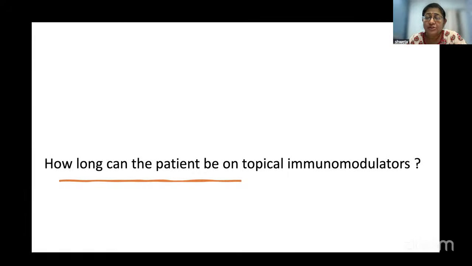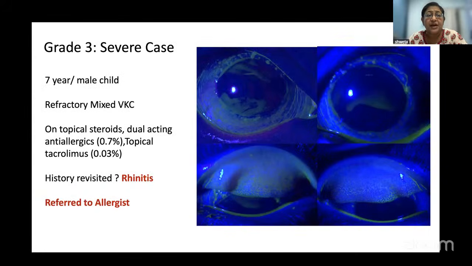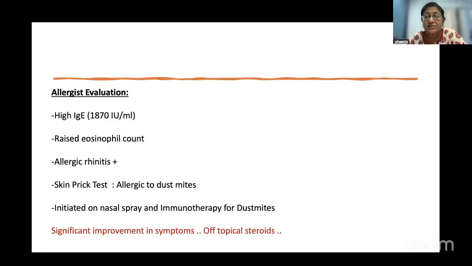Now, how long can the patient be on a topical immunomodulator? Well, they can be on it almost for a decade, because again, we've had patients using it for a very long time without any specific side effect. This is another patient where it was a refractory mixed VKC, diagnosed as rhinitis and treated for his rhinitis, and the skin prick test showed allergy to dust mite. Started on immunotherapy, he showed significant improvement in symptoms.